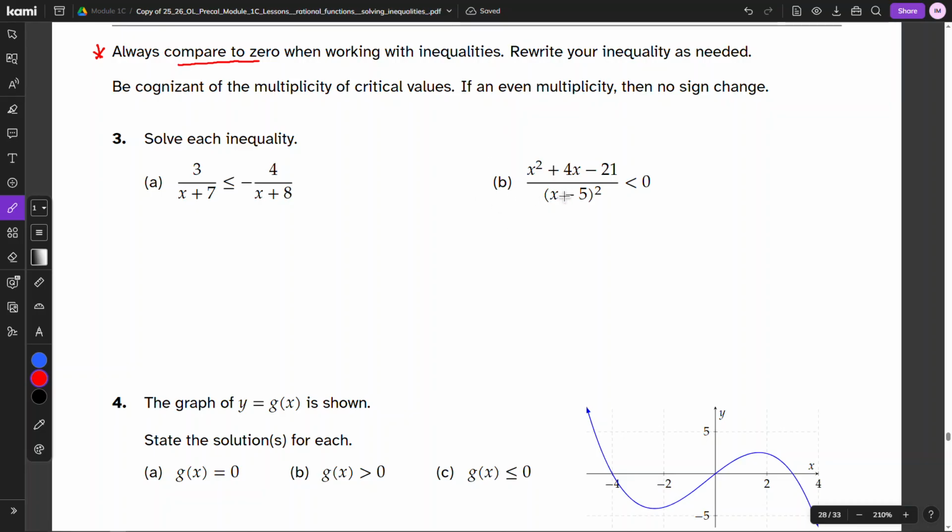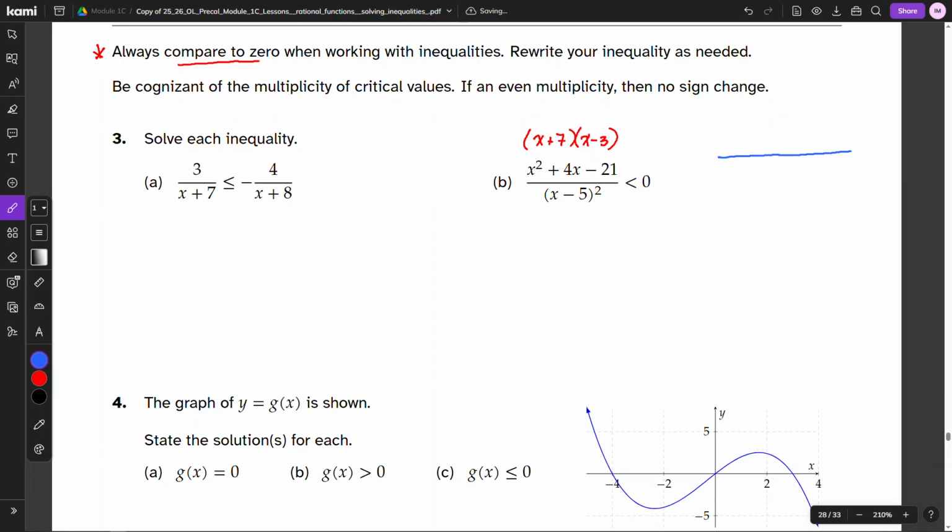So let's do B first because I think it'll require less work. We don't have to compare to 0. It's already compared to 0. So solve the inequalities. Numerator, x plus 7 times x minus 3. There are no shared factors of the numerator and denominator, so no holes, no removable discontinuities.